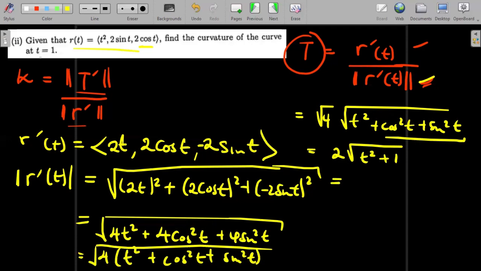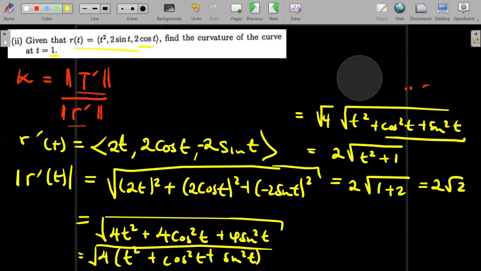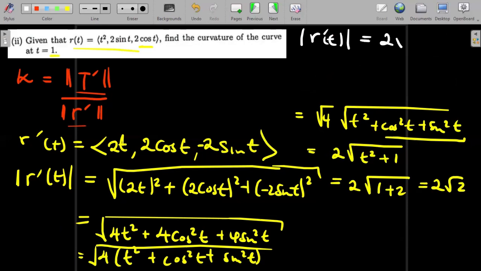Now they're telling me at a point where T is equal to 1, so I can replace T with 1. So it will be 2 root of 1 squared plus 1, which just gives me 2 root of 2. So I have found the magnitude of R prime of T, and I need to keep that. So let me write it here: the modulus of R prime of T is going to be equal to 2 root of 2.